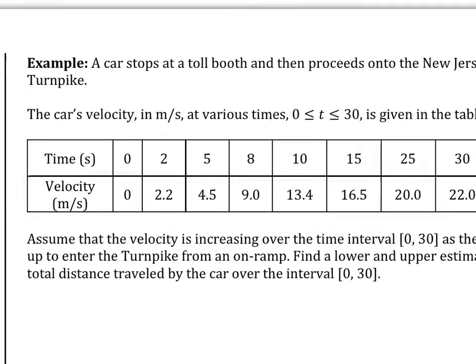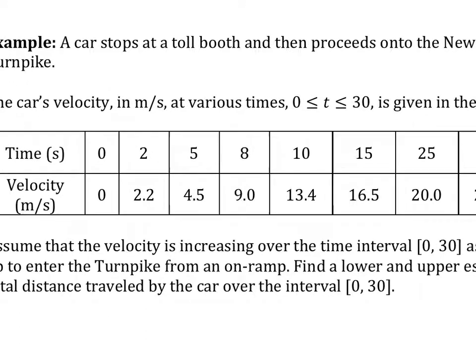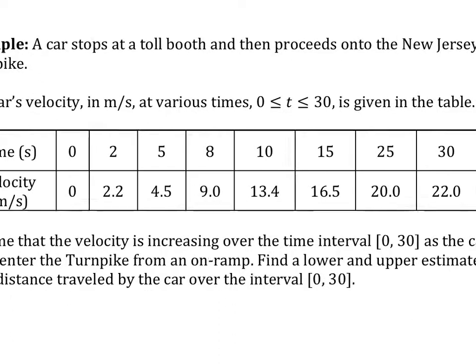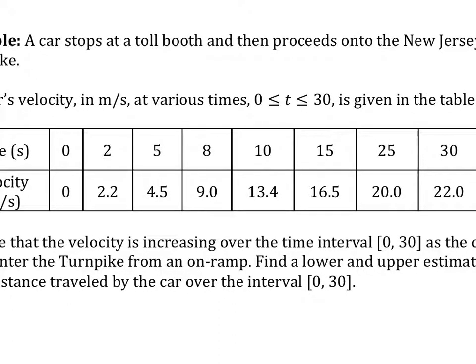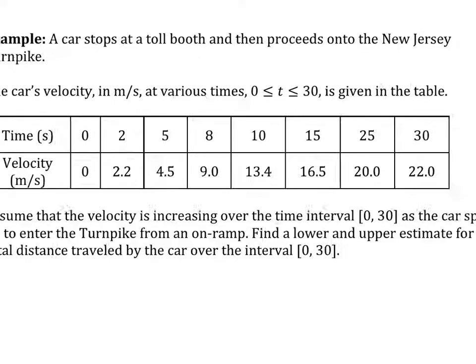All right, a car stops at a toll booth and proceeds onto the New Jersey Turnpike. The car's velocity at given points is shown in the table. Assume the velocity is increasing over time. Okay, so it tells you it's getting faster between 0 and 30, what is this, minutes? Seconds. As the car speeds up to enter the turnpike from an on-ramp. Okay, find the lower and upper estimate for the total distance traveled by the car over the interval 0 to 30. Okay, so they tell you the velocity, right?